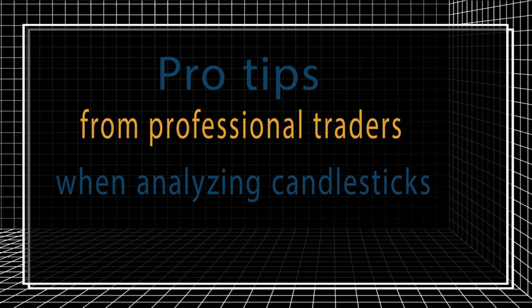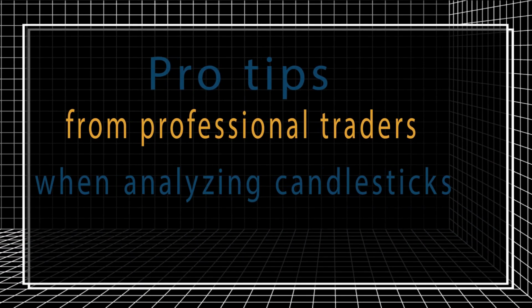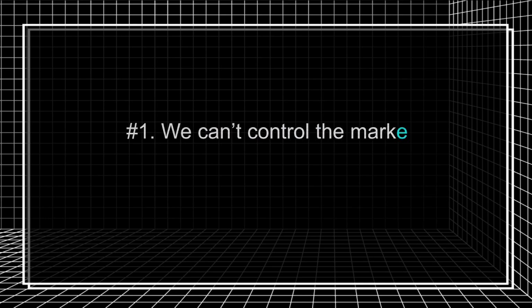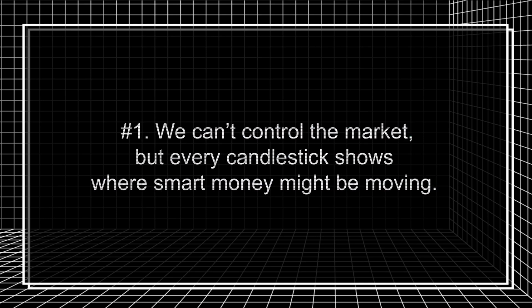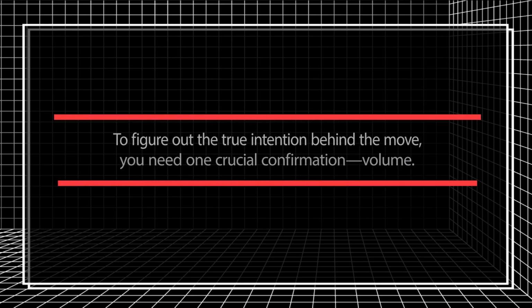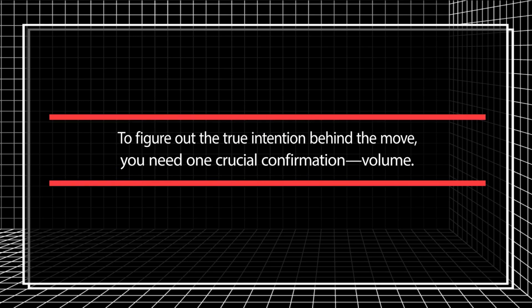Pro tips from professional traders when analyzing candlesticks. Tip number 1. We can't control the market, but every candlestick shows where smart money might be moving. It could reflect an attempt to trap retail traders, or it could signal a genuine, powerful trend. To figure out the true intention behind the move, you need one crucial confirmation: volume.